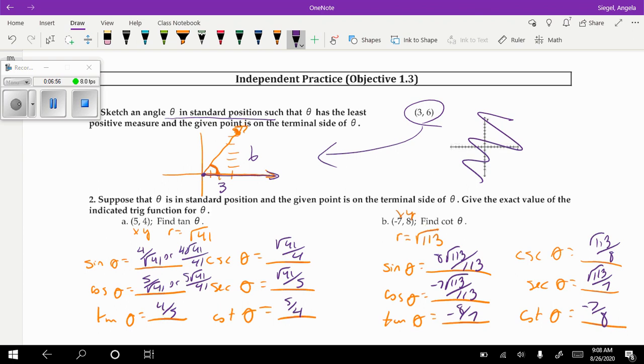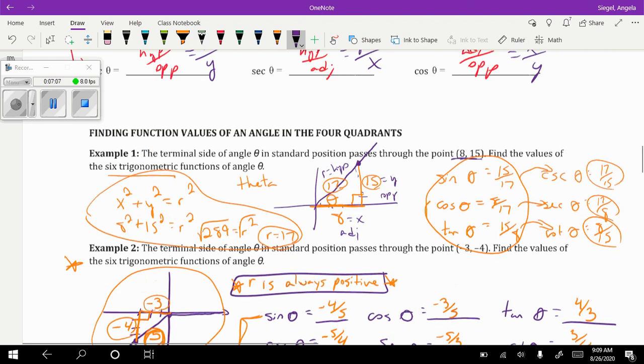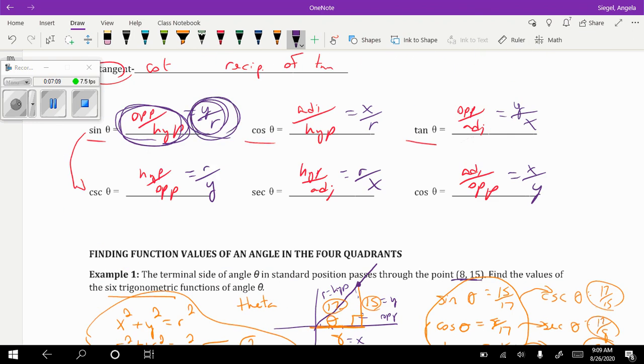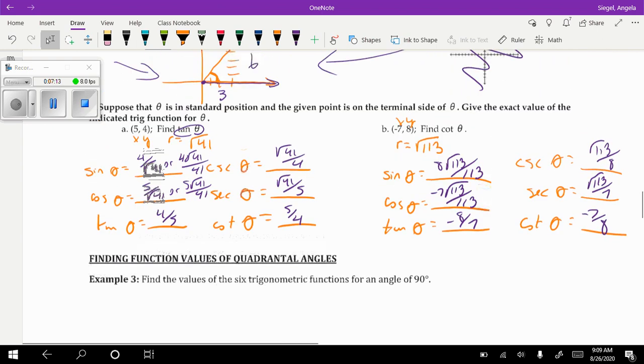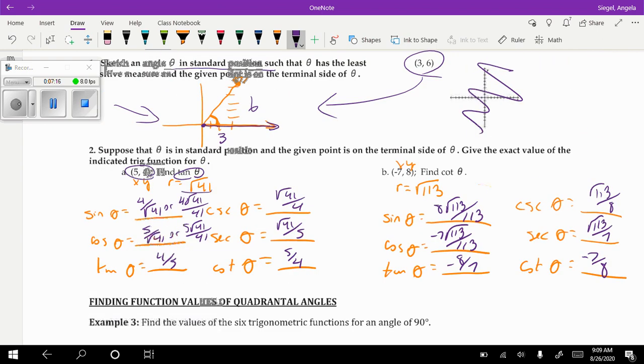For number 2, I know it just said to find the tangent, but I just want to talk through some things. You do not have to draw out a triangle. So if you're good at the X, Y, R stuff that I was telling you about, like here, you can just look at this and do Pythagorean Theorem on those and quickly find R, and then just plug it in. So that Y over R is sine, this is cosine, and so forth and so on. So I kind of modeled that here.